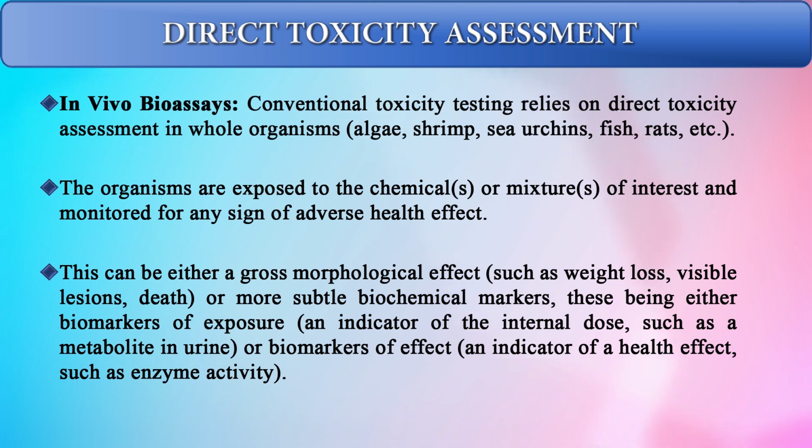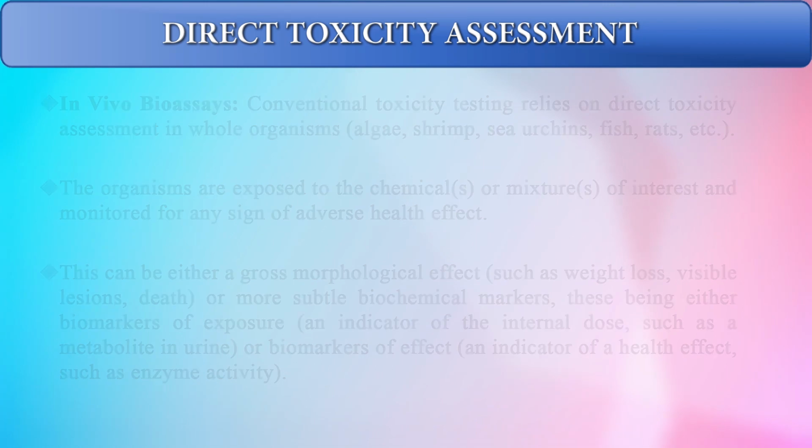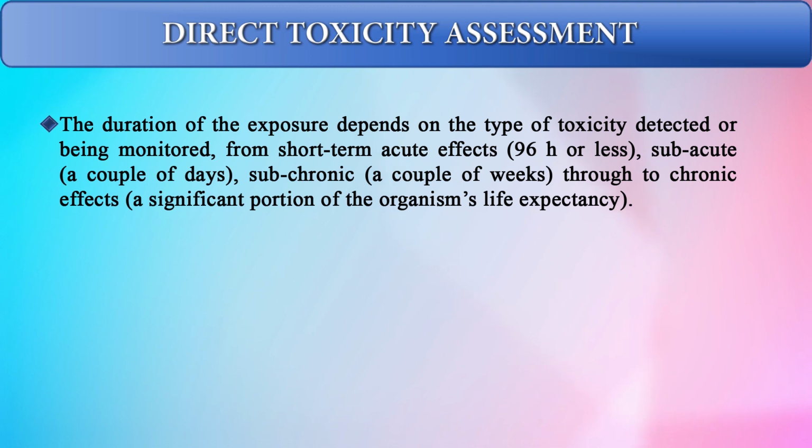For example, biomarkers of exposure are indicators of the internal dose, such as metabolites in urine, and biomarkers of effect are indicators of health effects, such as enzyme activity. The duration of the exposure depends on the type of toxicity detected or being monitored, from short term acute effect, which is 96 hours or less, or subacute effect, which is a couple of days, or subchronic effect, which is a couple of weeks, through the chronic effect, which is a significant portion of the organism's life expectancy.